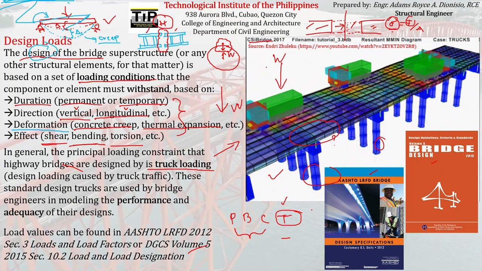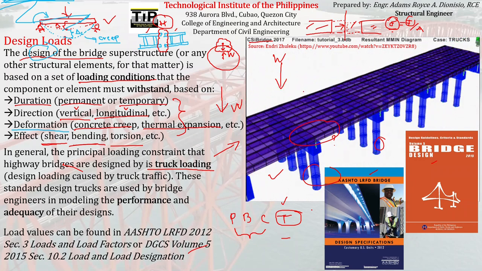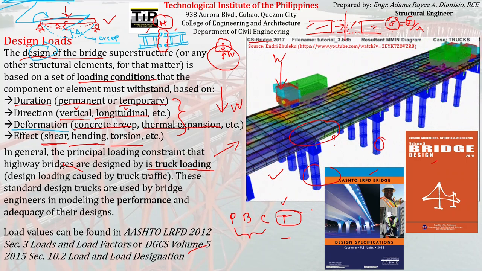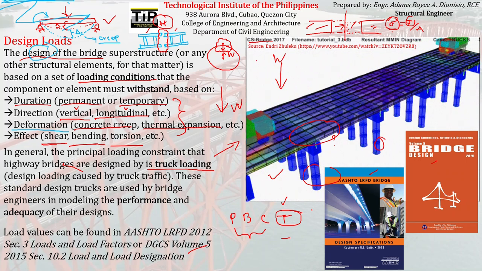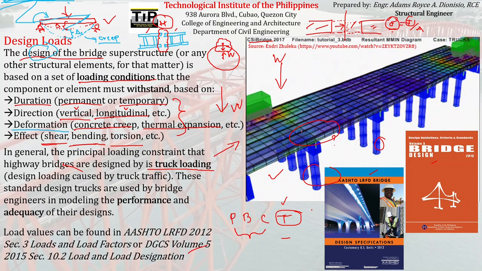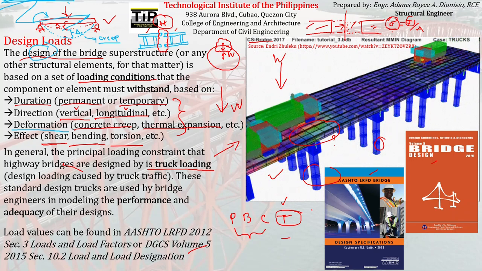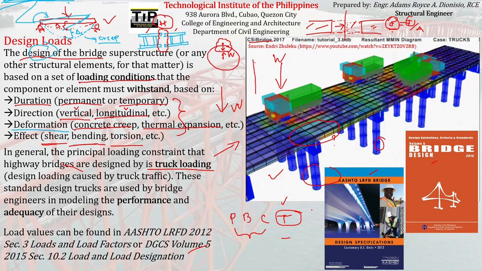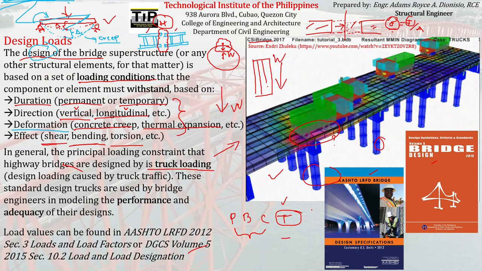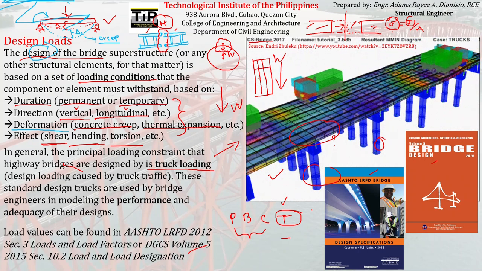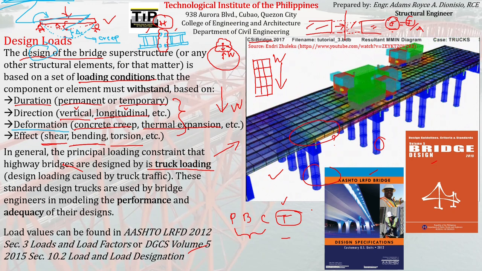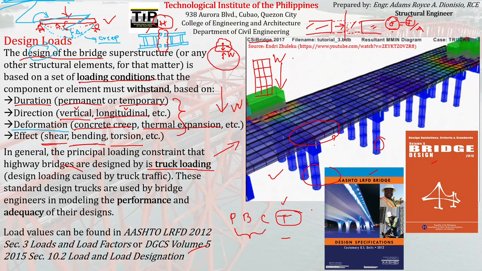We are modeling the actual bridge using finite elements like this. When I say finite element, you will notice here that our concrete slab has rectangles. This is the whole concrete slab, and it has rectangles. What we did is that, in order to properly analyze or model the slab, we discretize it.